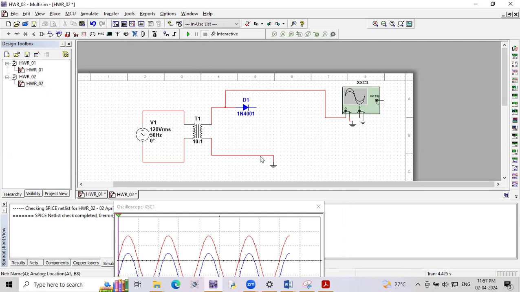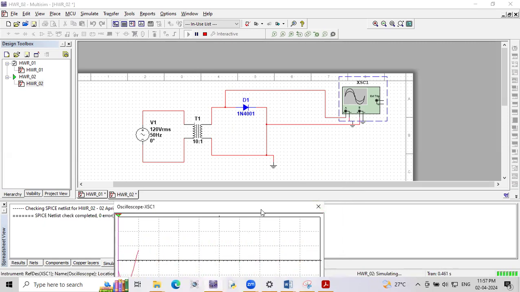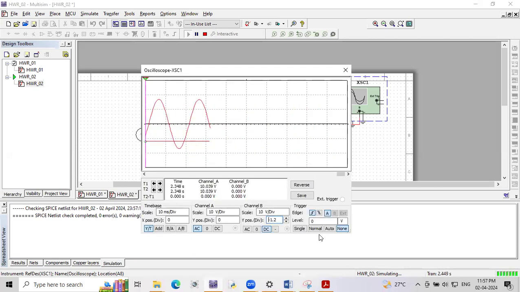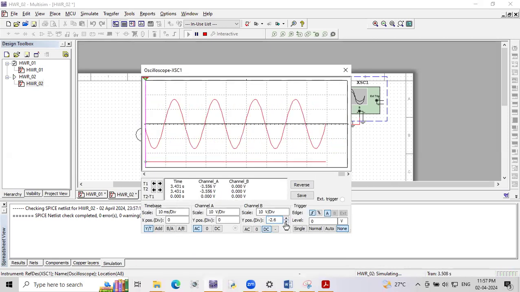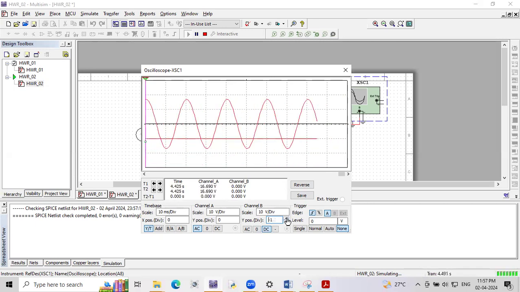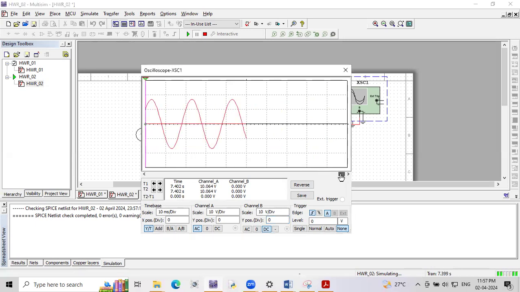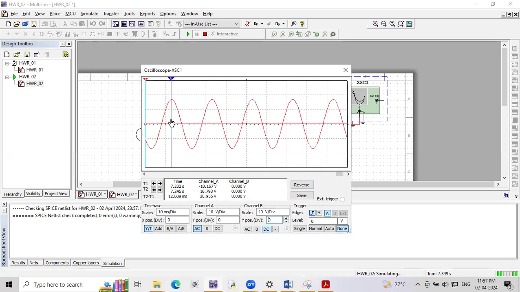So I need to complete the circuit. Then you need to make it as 0, the normal position. Okay, 0. What is the value of output? Just hold on, and then check the value of output. You will not get anything.